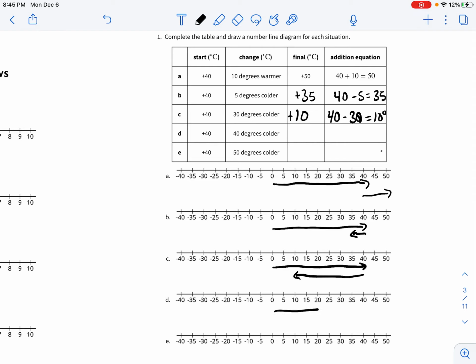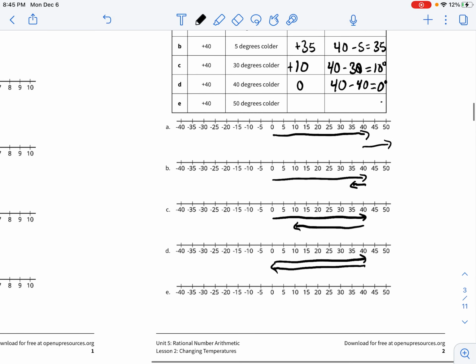Okay, next one, same thing. It starts at 40, but this time it gets colder by 40 degrees. So all the gain they made at the beginning is gone, and now we're just at 0. And that would be also the identity or the 0 property. So that was 40 minus 40 equals 0.